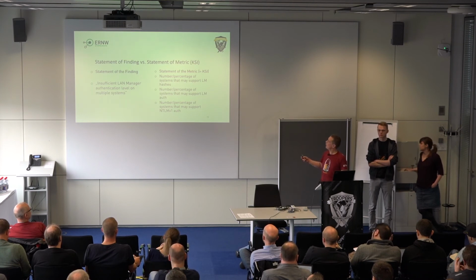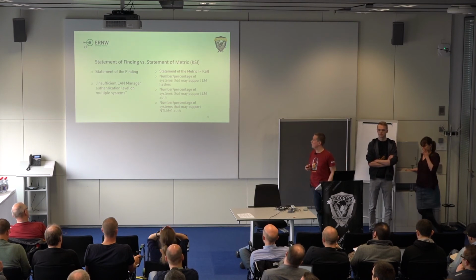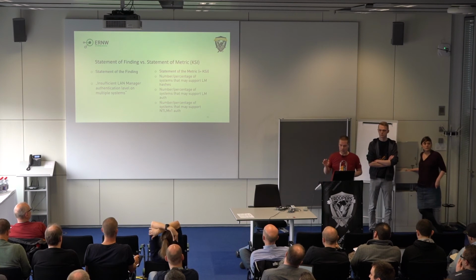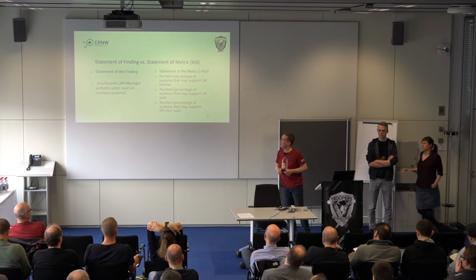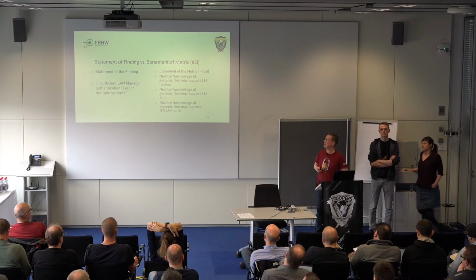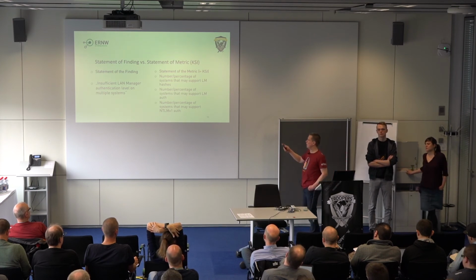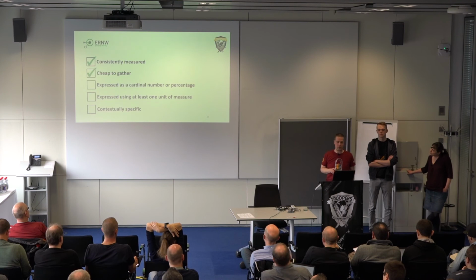So finally, we could derive for now 3 KSIs, and these KSIs are the number of systems that may support LM hash, the number of systems that may support LM authentication, and NTLM v1 authentication. And if you oppose this information to the original finding, that is insufficient LAN Manager authentication level on multiple systems, you see that this information is quite more precise in the sense of what makes a metric.